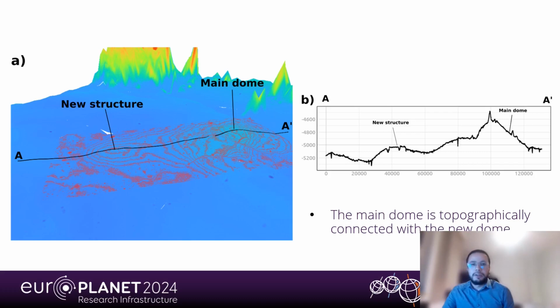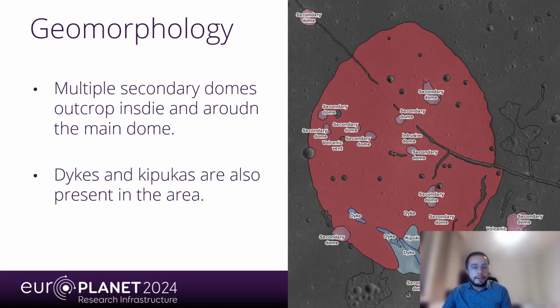Here we have a profile of the two structures, the main dome and the newly discovered dome. We can see that their topography is kind of similar. You can see the shape, and we can also see that they are more or less connected. This is interesting because, again, it tells us that there is a relationship between these structures in the subsurface. In order to solve the question about the origin of these small structures inside the main dome, we had to use the NAC data, the one of higher resolution, and we found really interesting things.